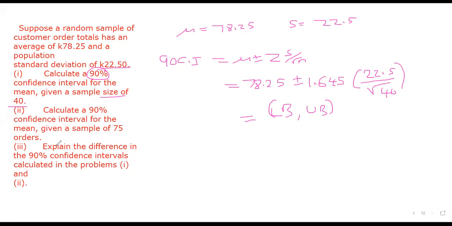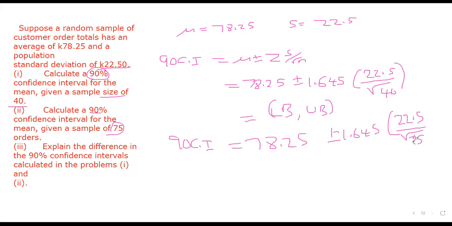The second part, they're being asked to find a 90% confidence interval. Now here they've just changed the sample size, which is what? 75. Everything else will remain the same, except that our sample size here will be 75. What are they trying to teach us? The higher the sample size, the more constricted the interval will be. So if here we're going to find 2.8, and here we're going to find 4.6, which one do you think is more accurate? The one with the bigger gap or the one with the smaller gap? The one with the smaller gap, because you are more accurate.